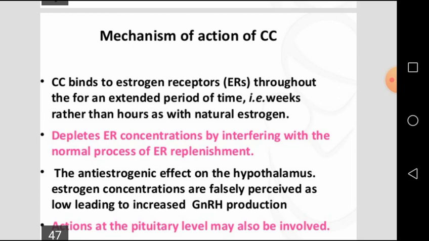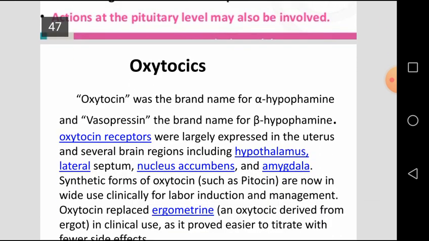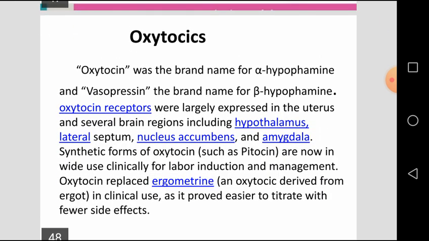This anti-estrogenic effect on the hypothalamus means estrogen concentrations are falsely perceived as low, leading to increased gonadotropin hormone production. So what happens? This will act on the hypothalamus, and low levels of estrogen will be perceived, and there will be increased gonadotropin hormone. The actions at the pituitary level may also be involved. Okay, this is about ovulation stimulating hormones.